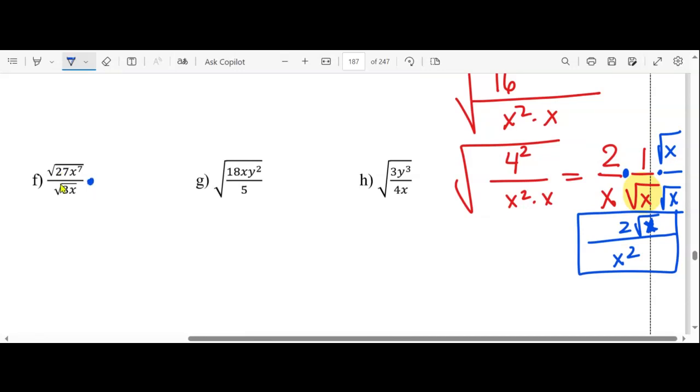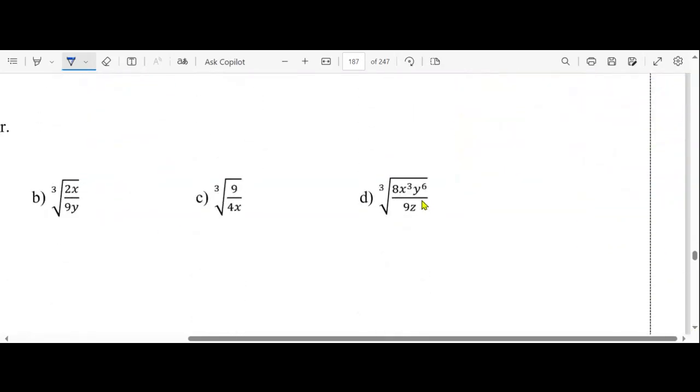Take a look at this one here. 27 divided by 3, what do you get? 9. And x to the power of 7 over x, what do you get? x to the power of 6. And then 3 x to the power of 3. That's good. Now let's take a look at one to rationalize.